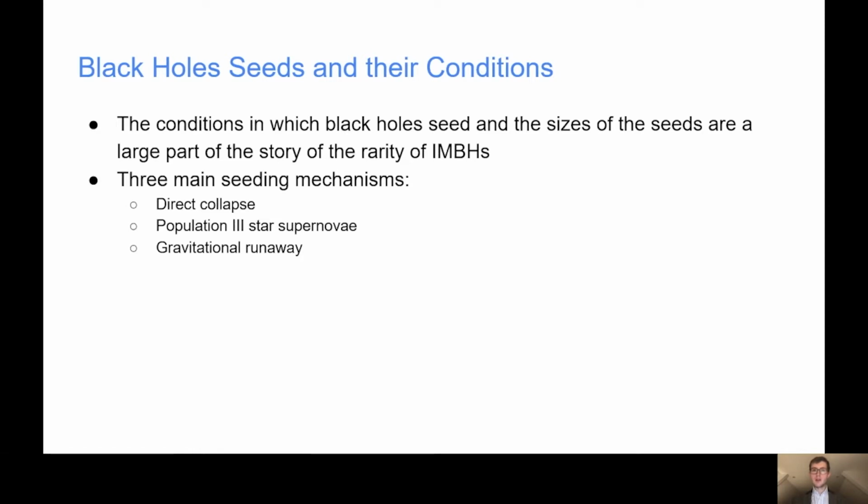There are three seeding mechanisms which have been identified by the literature by which IMBHs are seeded. By understanding the conditions by which these channels occur, one will discover that only one of these is accessible in the present universe. The three channels are the direct collapse of a large gas cloud, the supernova of what is referred to as a population 3 star, and the gravitational runaway of a stellar cluster.